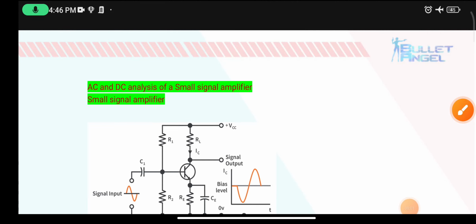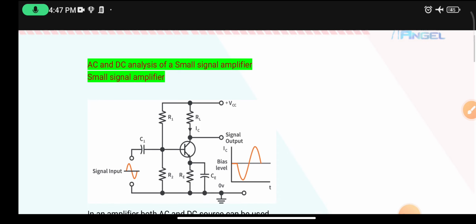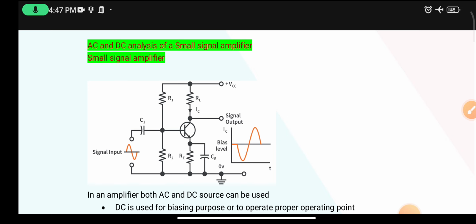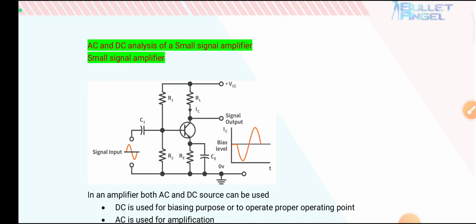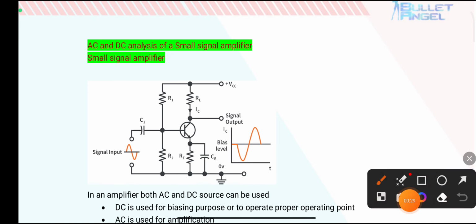Hi friends, in this video we discuss AC and DC analysis of a small signal amplifier. In this video we just discuss DC analysis of a small signal amplifier. In the next video we discuss the AC analysis of a small signal amplifier. We already discussed the small signal amplifier. So this is the small signal amplifier. This small signal amplifier works with both AC and DC signals.